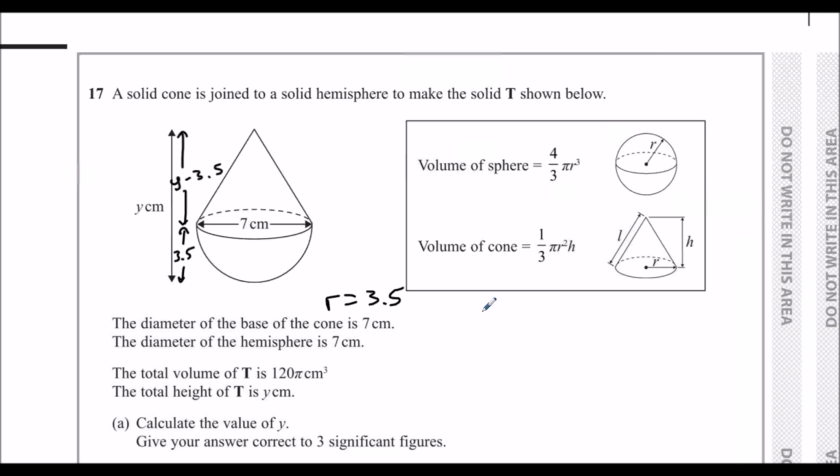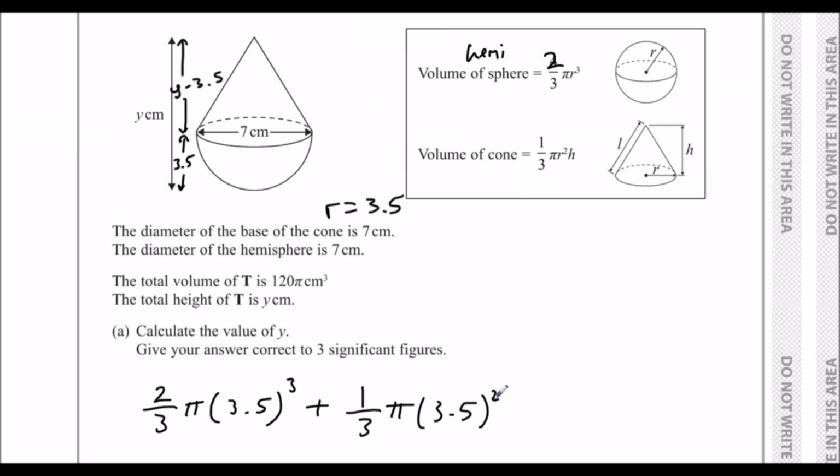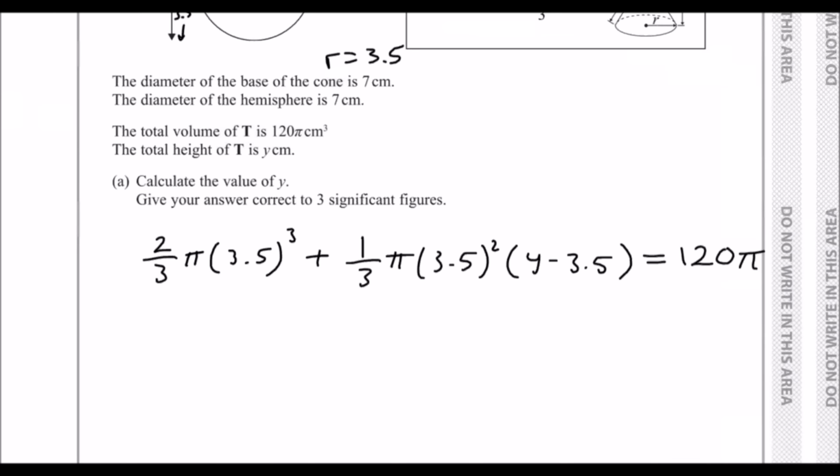So let's just work out the volumes. The volume of the sphere: a sphere is 4/3 pi r cubed, so a hemisphere will be half of that, which is 2/3 pi r cubed. So we've got 2/3 pi times the radius, which is 3.5 cubed. And then the cone is 1/3 pi r squared h. So 1/3 pi times the radius, 3.5 squared, times the height, which is y minus 3.5. So that's the total volume, and that equals 120 pi. Now we just need to simplify this, and we will find out what y is.